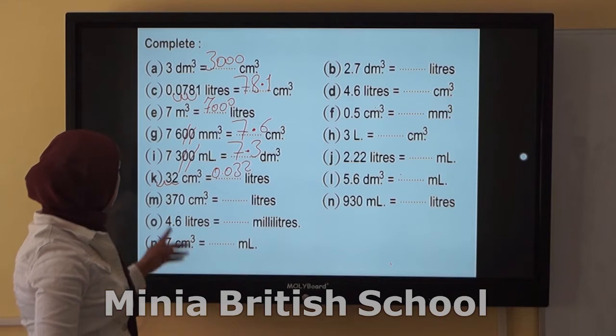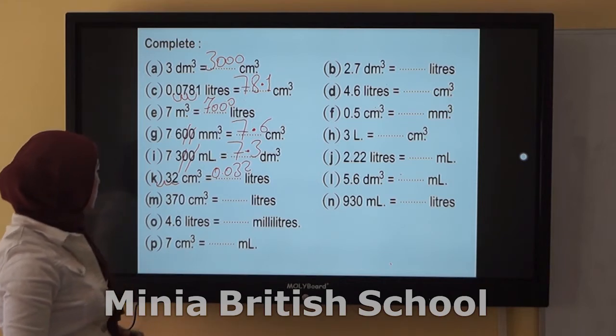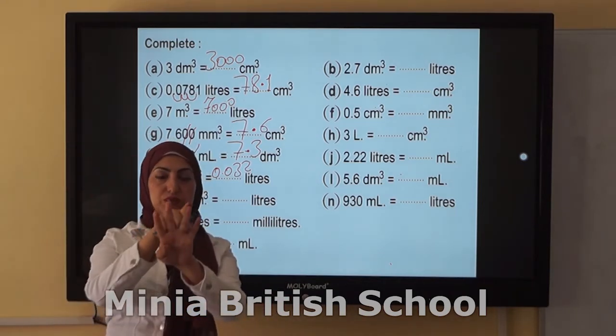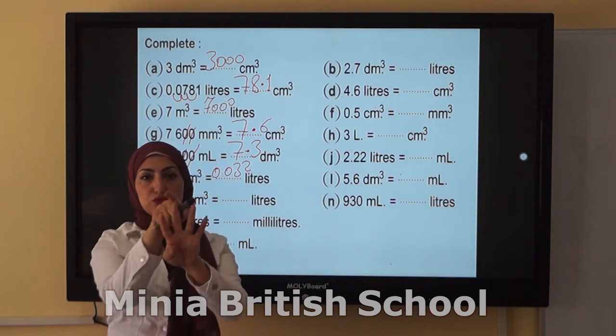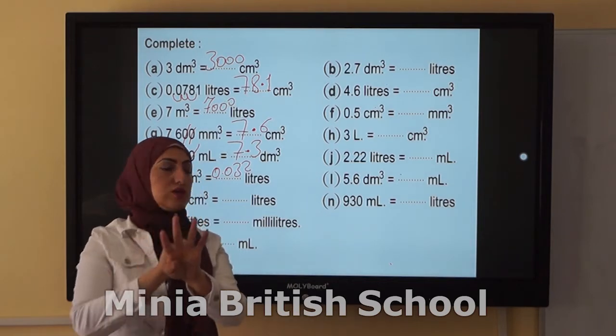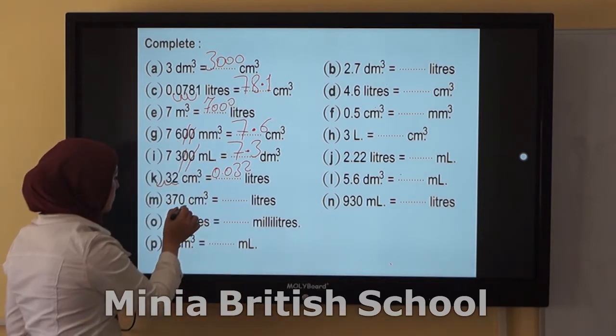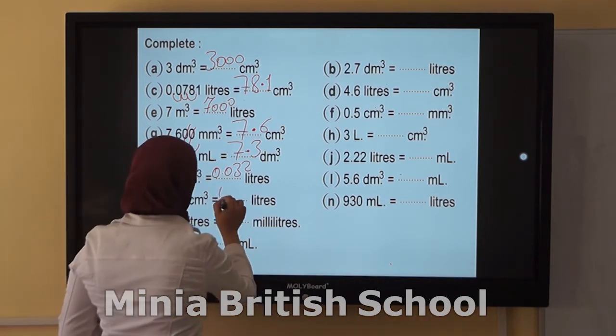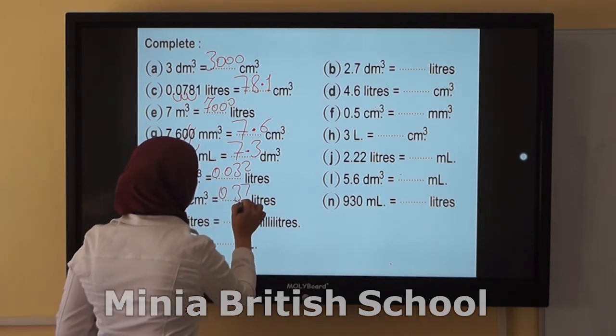The next one, 370 cubic centimeters to liters. From cubic centimeters to liters, I have to divide by 1,000. So it will be 0.37.